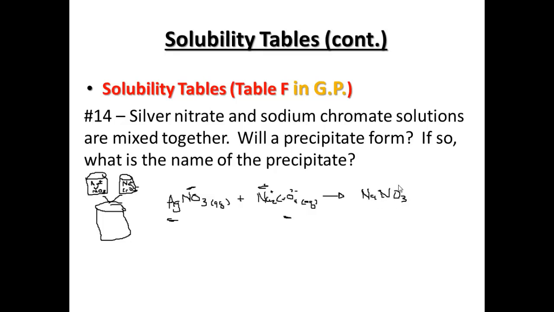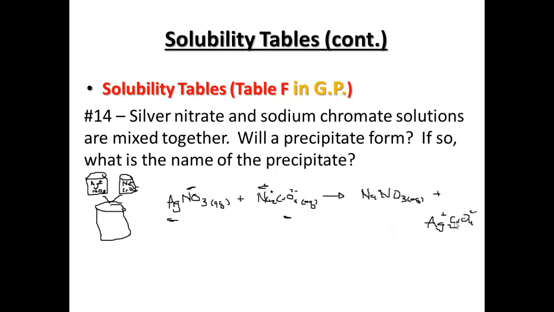A +1 charge, a -1 charge, so they're in a 1-to-1 ratio. And this is aqueous. We check our solubility tables. Group 1 metals are always soluble, no exceptions. Same with nitrate. And then we get silver and chromate. So we have silver, which is a +1 charge, and chromate, which is a -2 charge. So we have 2 of these.